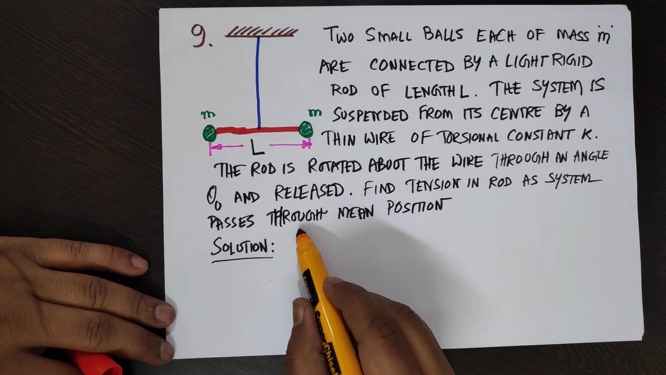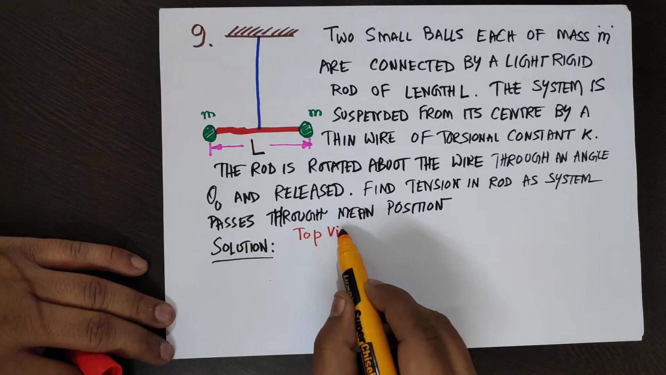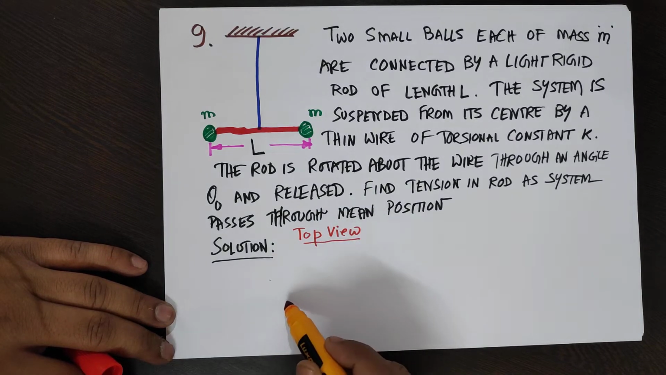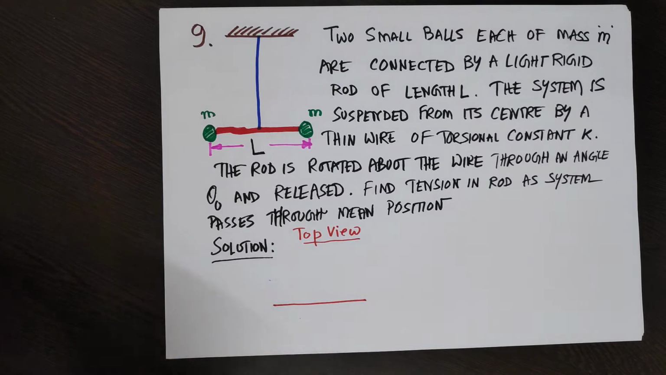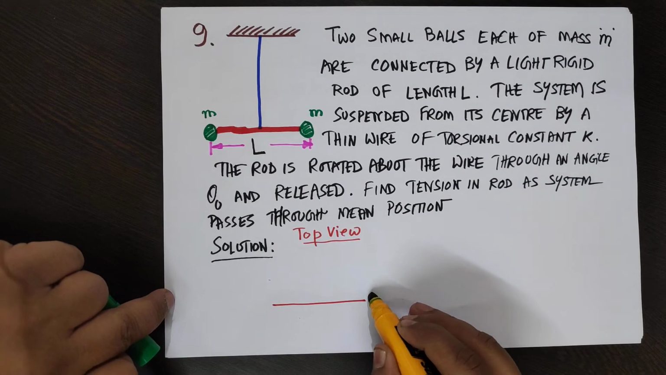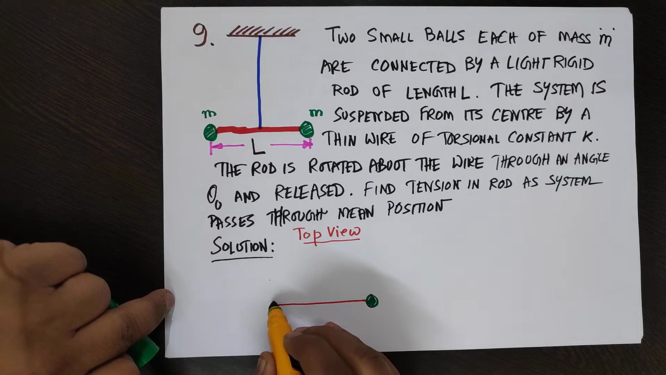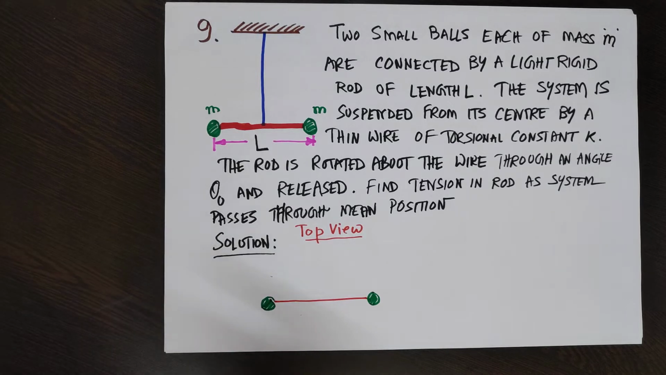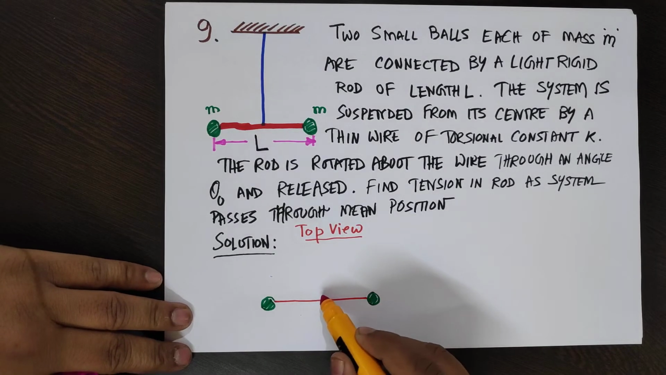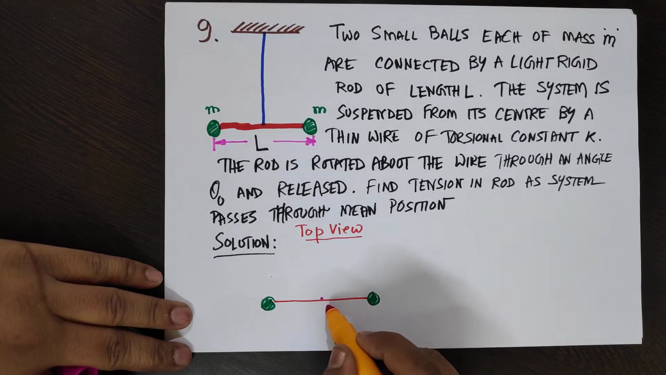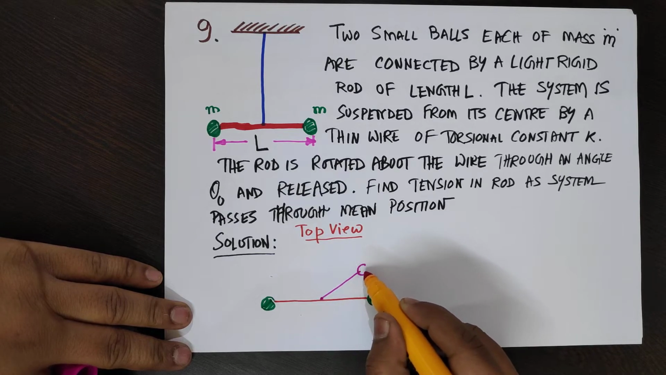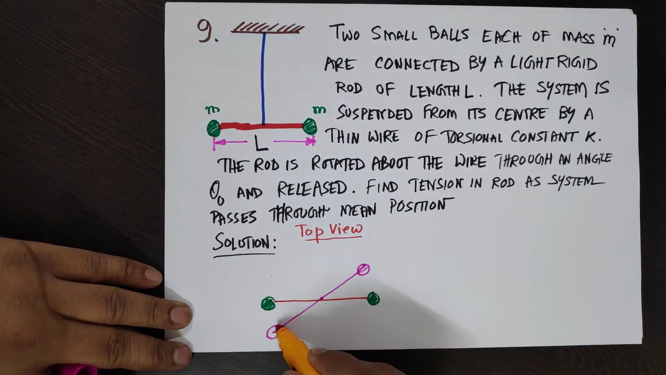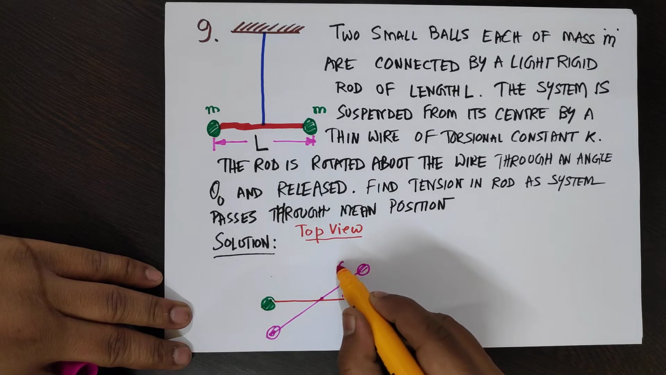Now we will see the top view of the thing. So in the top view, as we see, this is a question on torsional pendulum, and here the angular amplitude of oscillation is theta naught. So it's rotated to this position and released. So this angle is equal to theta naught.